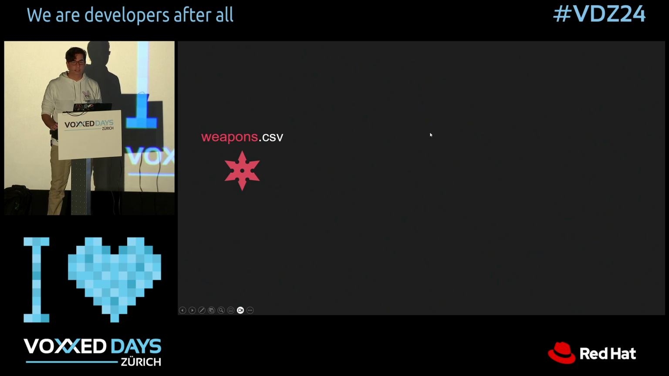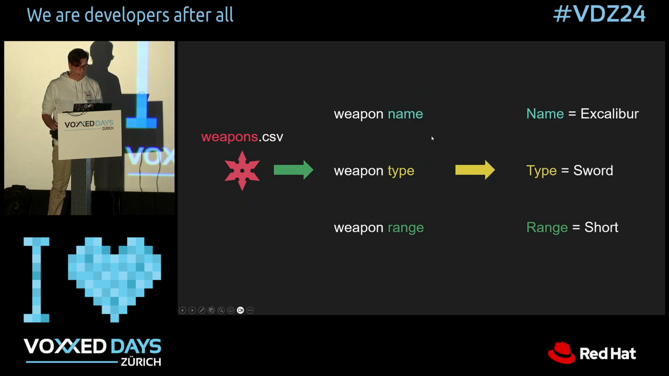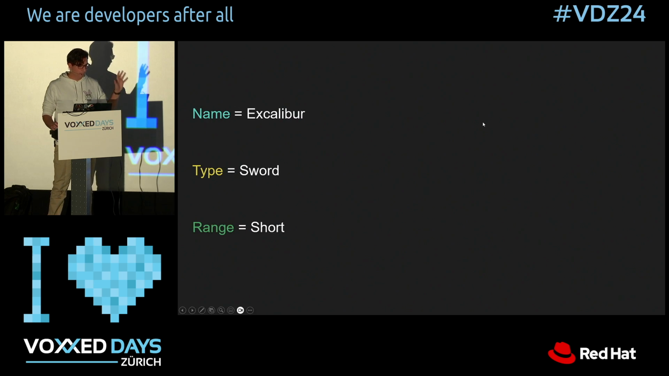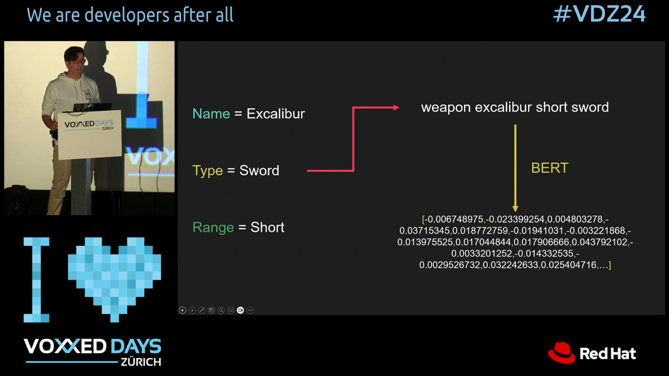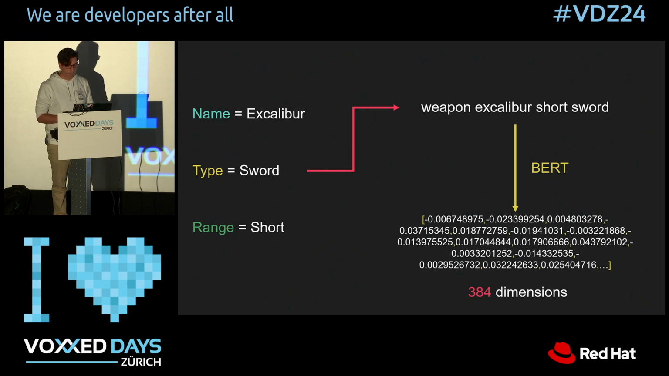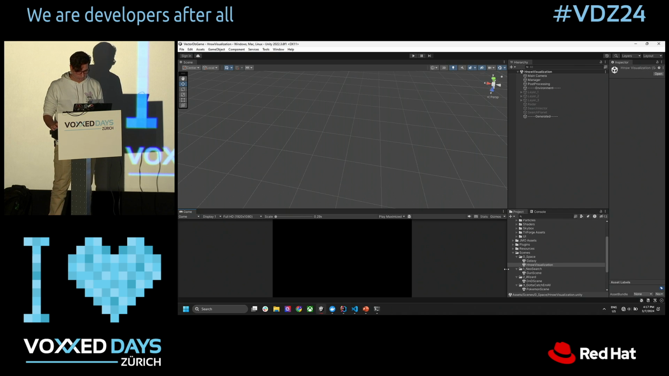We have a small CSV file with some weapons in them. We have 3 properties: the weapon name, the weapon type, and the weapon range. For example, the name Excalibur, the type sword, and the range short. What Weaviate is going to do for us when we put this in the database, it's going to remove the property names. You can choose not to, so that is however you want. Then it's going to basically create one string, lowercase it, and it's going to be weapon Excalibur short sword. And then through using a BERT model, it is going to create the vector representation of that string, which is 384 dimensions in our case.